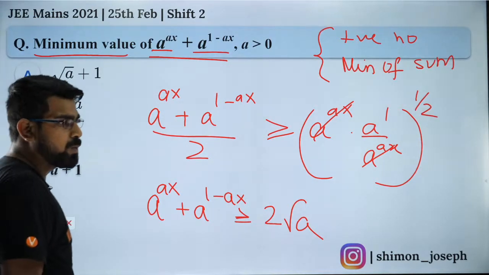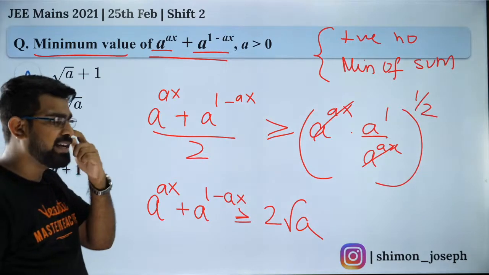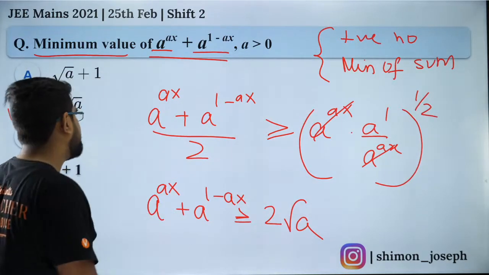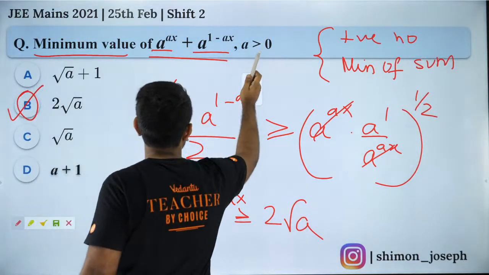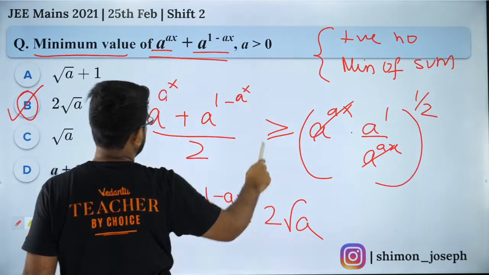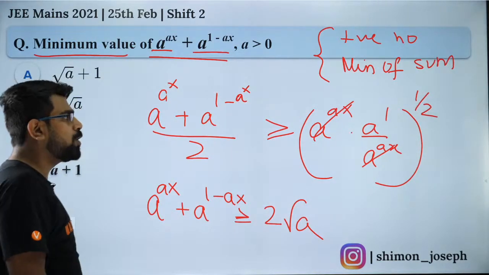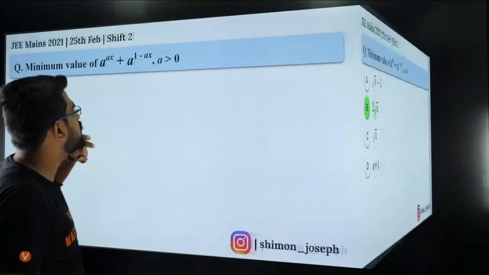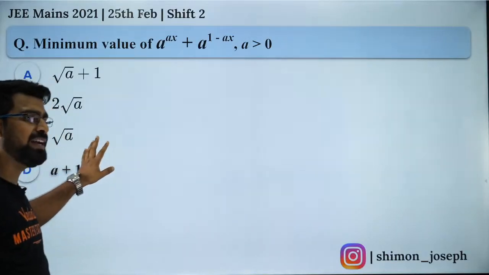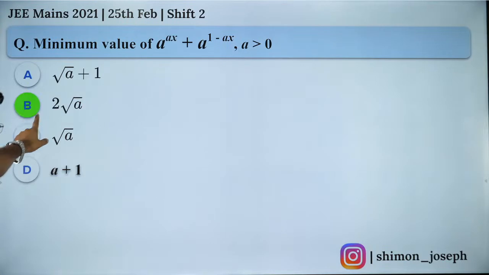Okay, so let us move forward. Shriram, it doesn't matter. Shriram is saying that it is a to the power x. It doesn't matter. It will still be cancelled out, man. So don't worry about it. Got it? So let us move forward to the next question. I hope everybody is clear. The answer is option B.